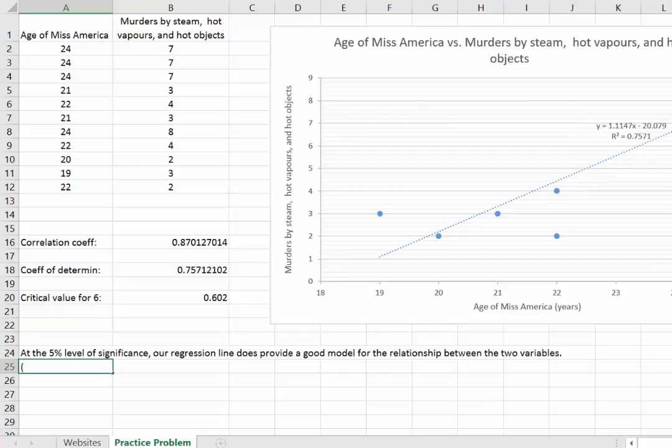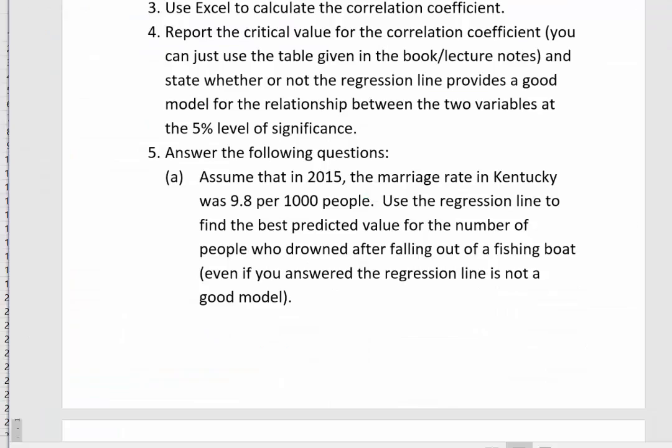And that's because R is equal to 0.8701, and that's greater than the critical value of 0.602. 5A, answer the following questions.